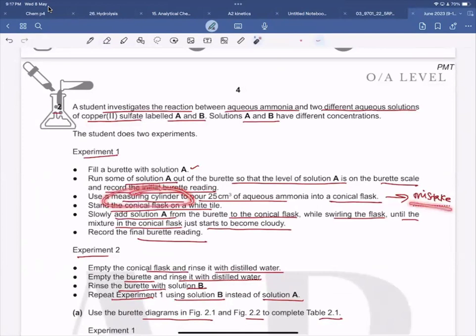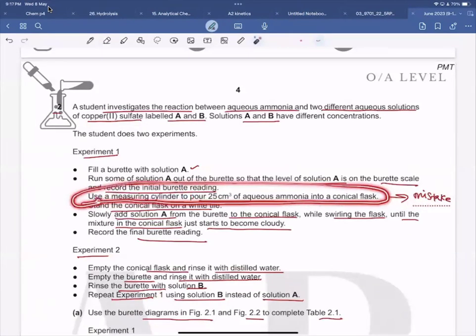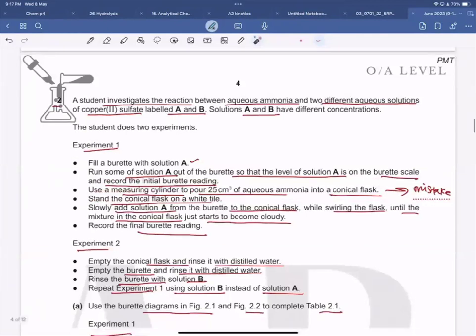So a measuring cylinder basically records the volume approximately. In the upcoming parts, the examiner for sure is going to ask you how we can improve the method. In the same way, I am sure the examiner will ask about the white tile as well, because it is mentioned here. So why do we use the white tile? We use it to observe the color change clearly.